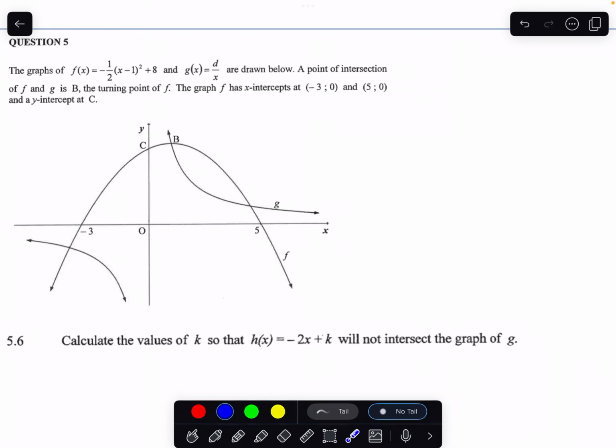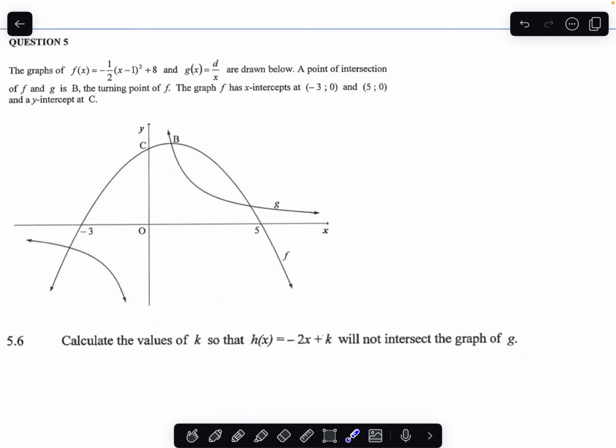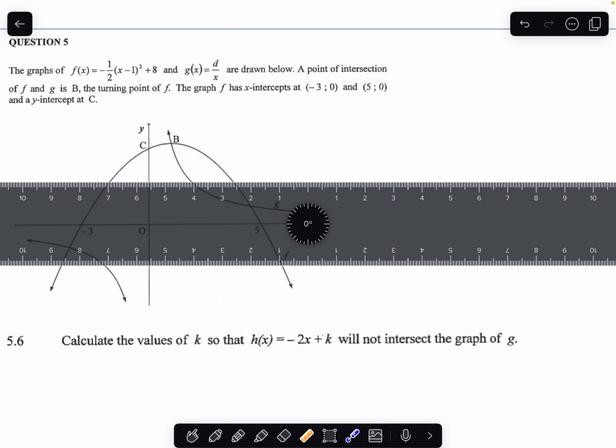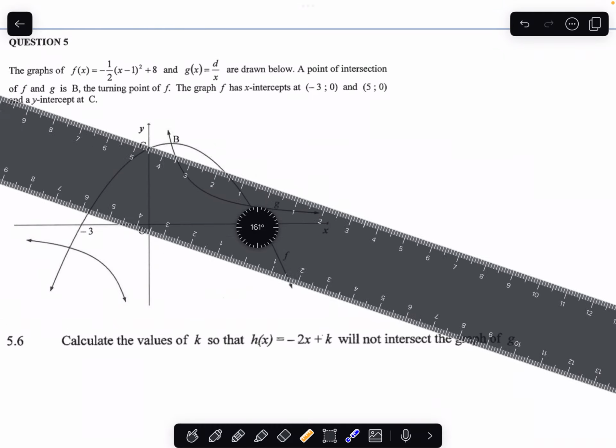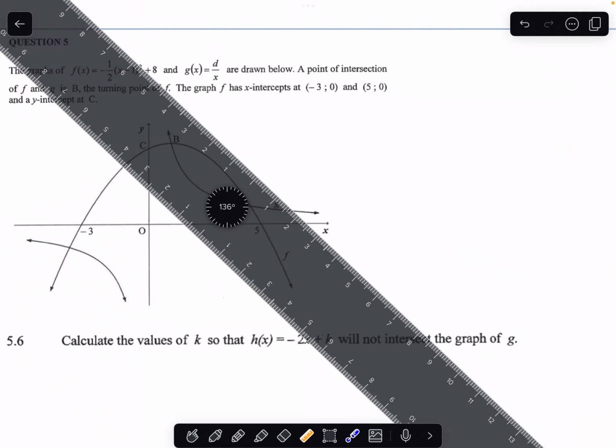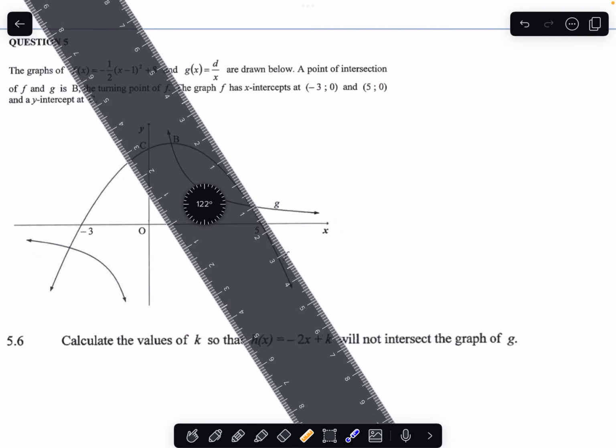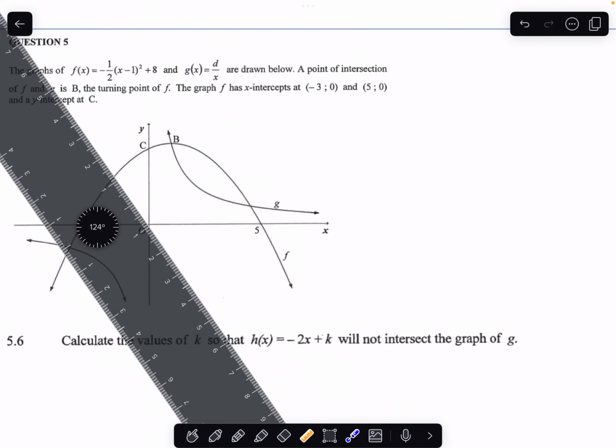So the next question asks us to calculate the values of k so that h of x is equal to -2x plus k will not intersect the graph of f. If we imagine a graph of y is equal to -2x, maybe it looks like that. This is just where it's going through the origin, where k is equal to 0. We can see that it's intersecting with the graph here, and presumably if we draw the parabola extended a bit more, it's going to intersect with it again a bit further down.